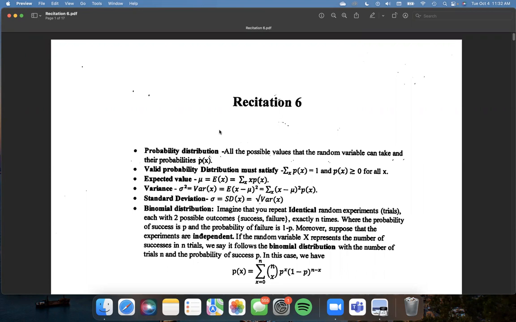First we're going to go over some basic definitions. A probability distribution is all the possible values that the random variable can take and their probabilities, P of X.